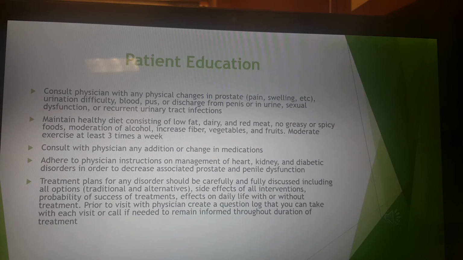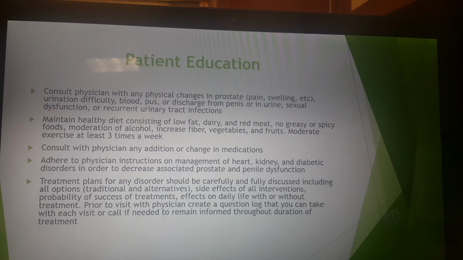Patient education. At any time, consult your physician with any physical changes in the prostate, urinary difficulty, blood or pus or discharge from penis or in urine, sexual dysfunction, or recurrent urinary tract infections. Maintain a healthy diet, low fat, low dairy, and low meat. No greasy or spicy foods, moderation of alcohol, increase your fiber, vegetables, and fruit intake, and moderate exercise at least 3 times a week. Consult with your physician with any addition or changes in medications.